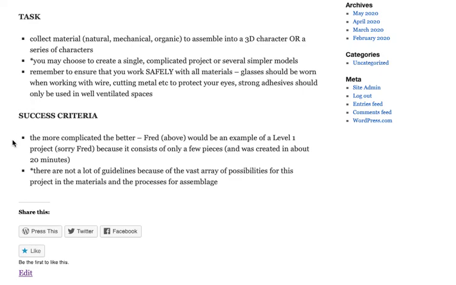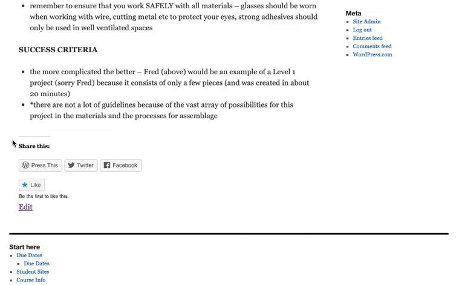So what's the success criteria for this project? I wrote there are not a lot of guidelines here because there's such a vast array of possibilities for this project. Are you taking rocks and pine cones and sticks? Are you using mechanical things? Does your dad have a garage in the back where he fixes cars and you're using carburetors? I don't even know if that's a thing, right? It's going to be different for all of you depending on what your access to materials is.